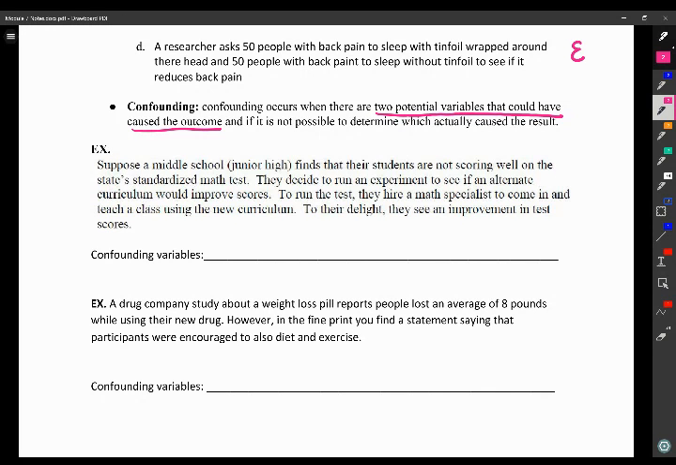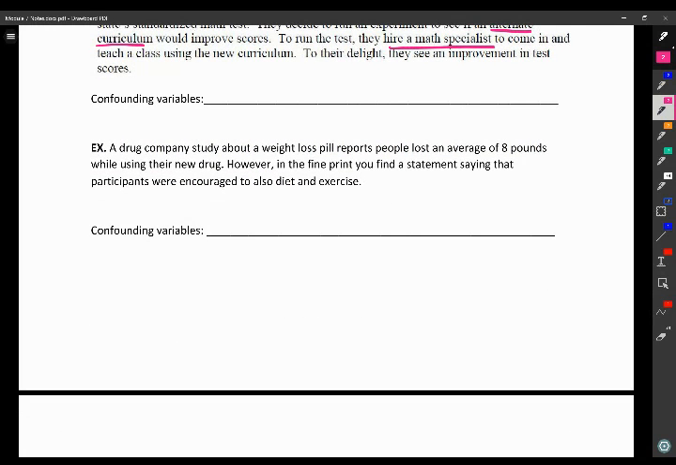but the problem is there's two things that they did. Not only did they change the curriculum, but they also hired a math specialist. So because they did two things, they can't tell if it was because the curriculum change was good or if it was because the math specialist was good, or if it was a combination of the two, but they can't tell because there's two things going on. So if you look at the next example, see if you can figure out what the two confounding variables are.